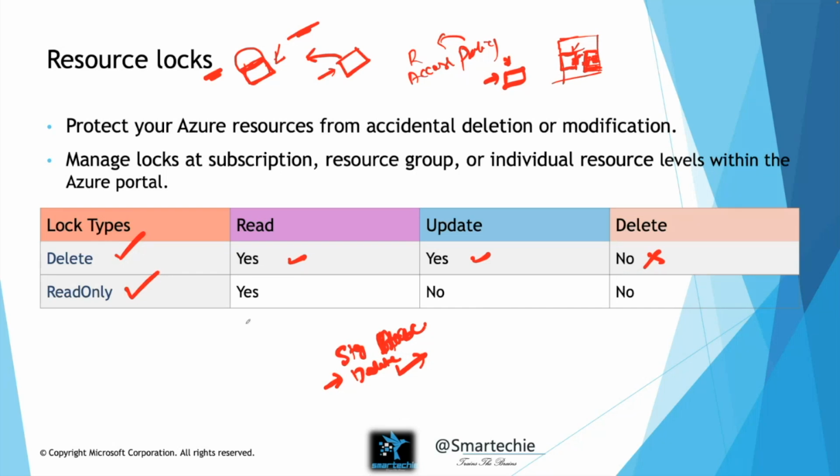If a read lock is applied, users can only read that particular resource. That means they can only see which blobs are available, which containers are available, and what other resources are available under this storage account, but they cannot override or delete them. So that's how it will be.